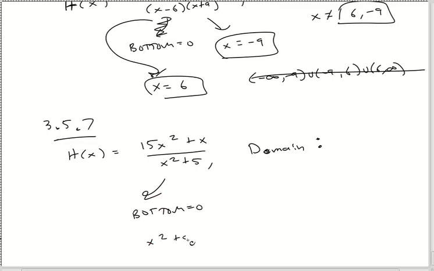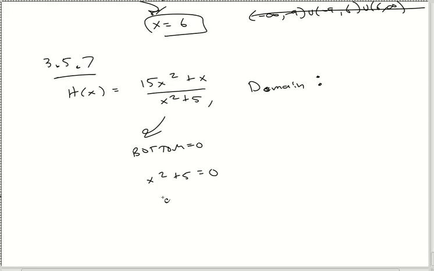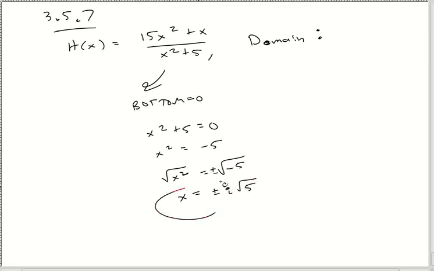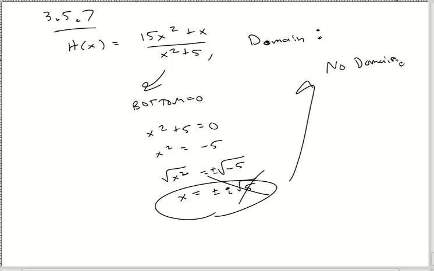Move the 5 over. Square root both sides. Plus and minus, I guess. And what you get is plus or minus the square root of 5 times i. So an i in the front, and then a square root of 5. The thing is that does not change our domain at all. Imaginary numbers aren't important as far as domain is concerned. And so I'm going to say no domain restrictions.